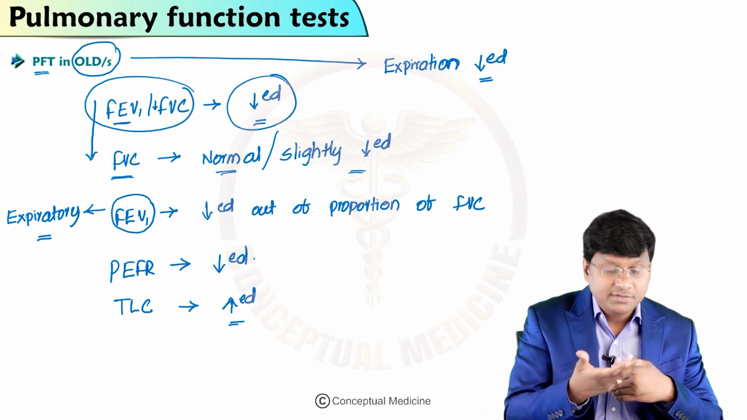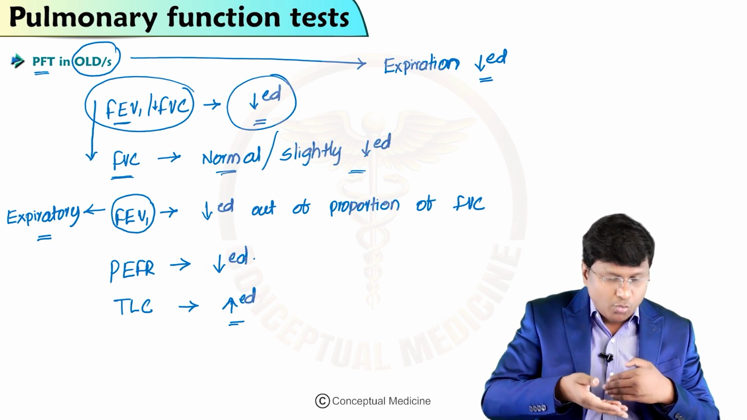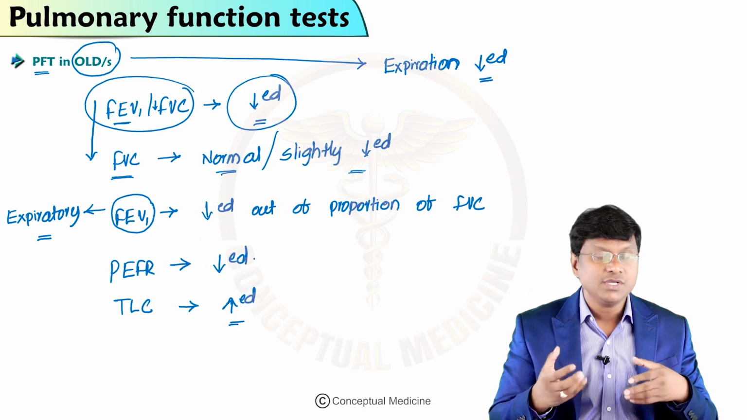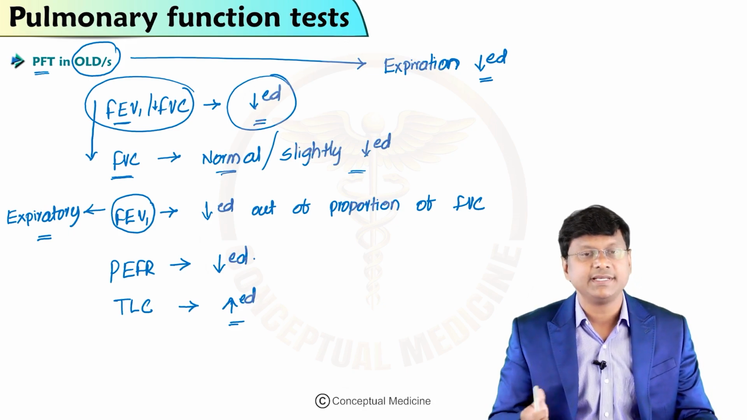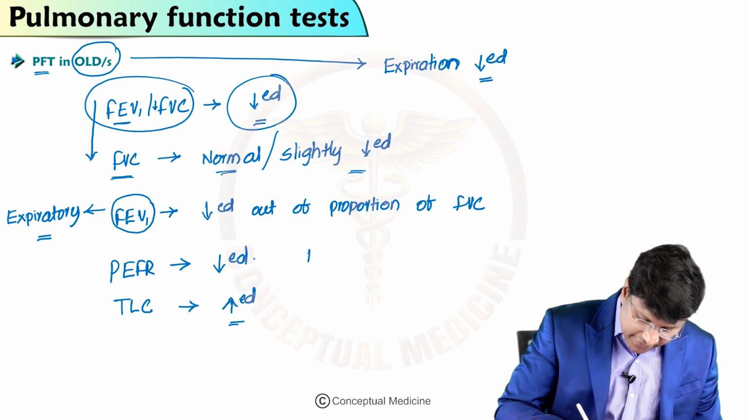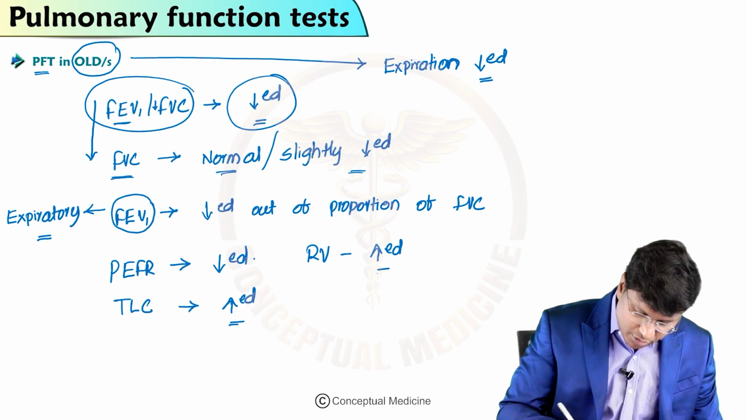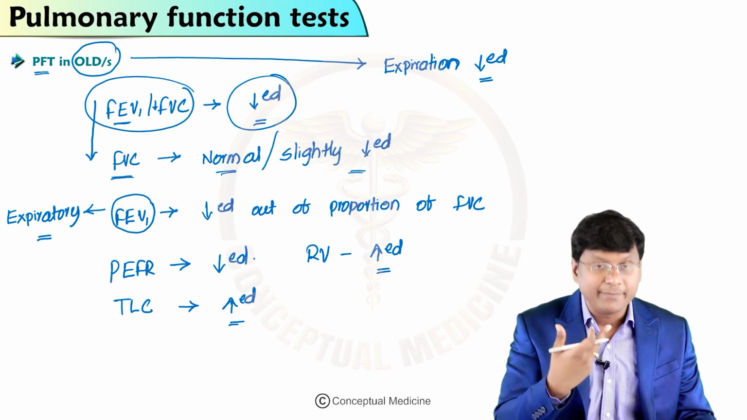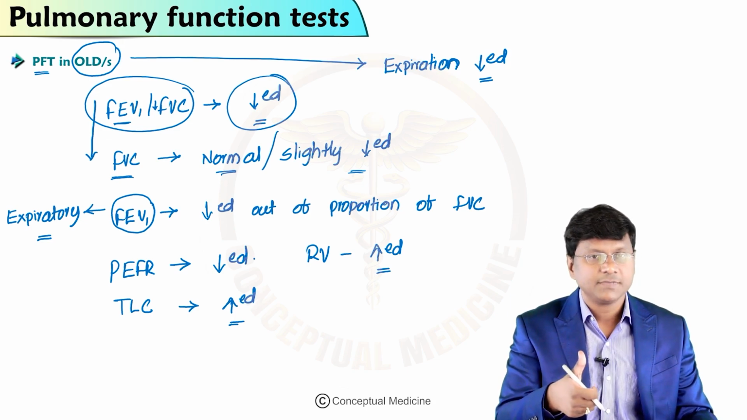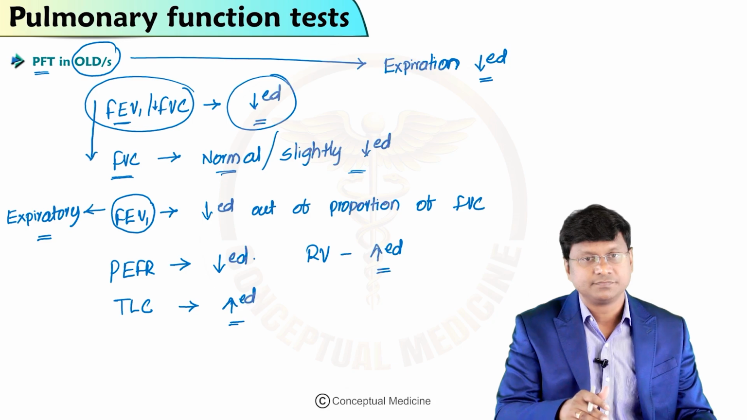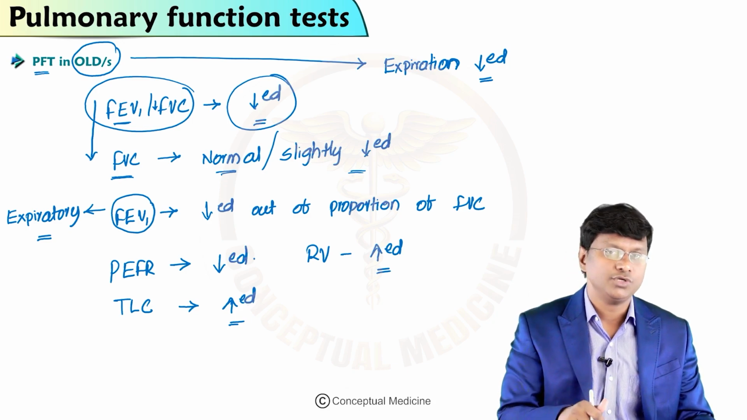The expiration is reduced. So whatever air goes in remains within the lung. So your total lung capacity is increased. So TLC is increased. Then what will happen to your residual volume? Simultaneously, your residual volume is also increased, because the amount of air which is going in and not coming out is increased. The amount of air which is present within the lung even after forceful exhalation is residual volume.